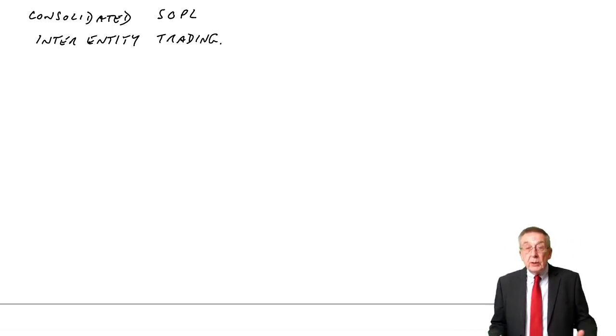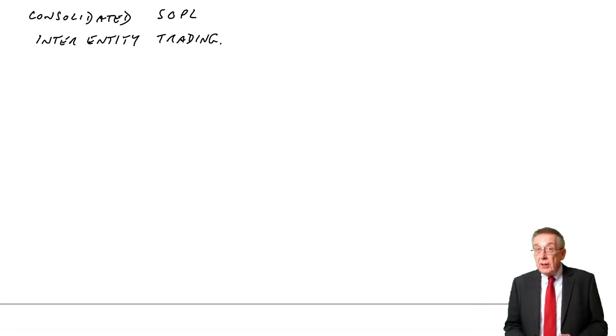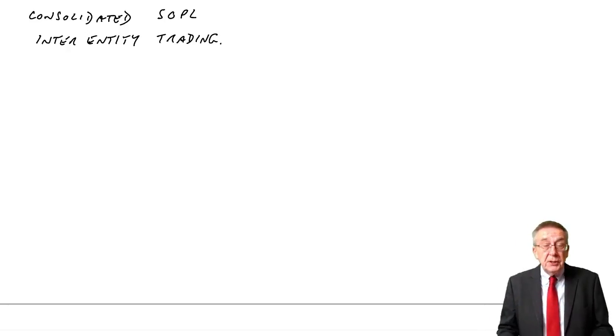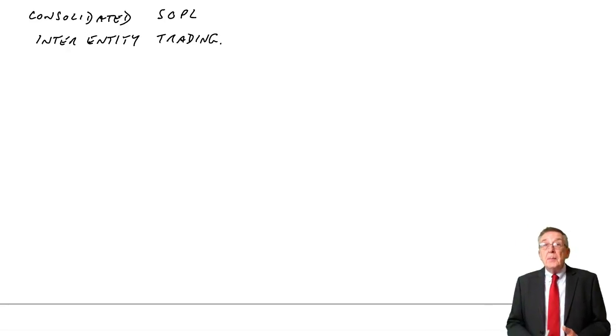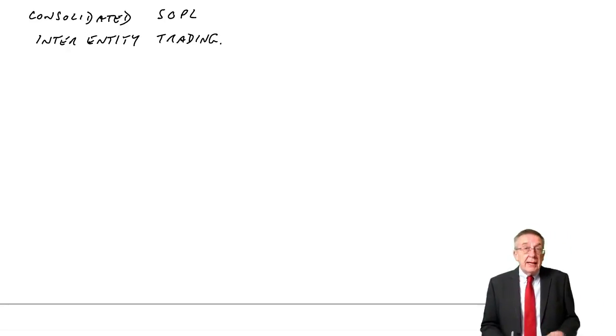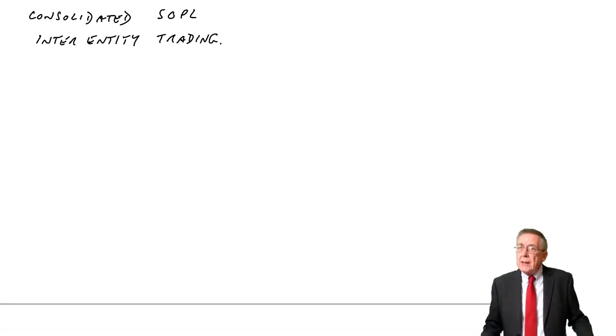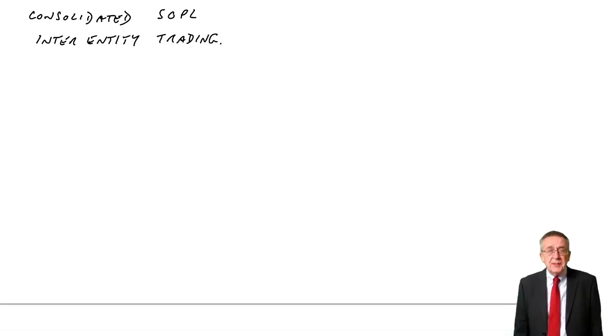If you remember, we've been looking at the consolidated statement of profit and loss. In the previous lecture, we worked through two examples. But at the end of the previous lecture, I did say there's just one problem that can occur. And it's really the same problem we dealt with on statement of financial position regarding inter-entity trading.